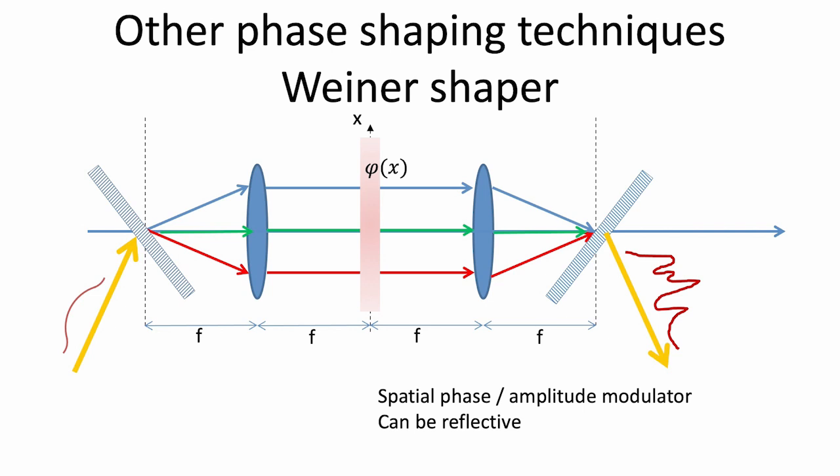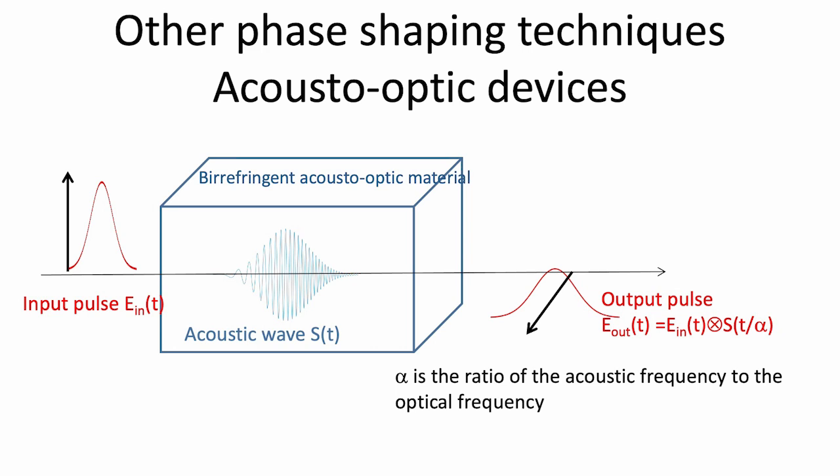Another way of doing this control, a fancier way, is what I call the Wiener shaper. The Wiener shaper used this zero-order dispersion system I mentioned before, but at the focal plane here in the middle, you place a phase filter. It can also be an amplitude filter. And the phase filter could be a modulator, so you can change it.